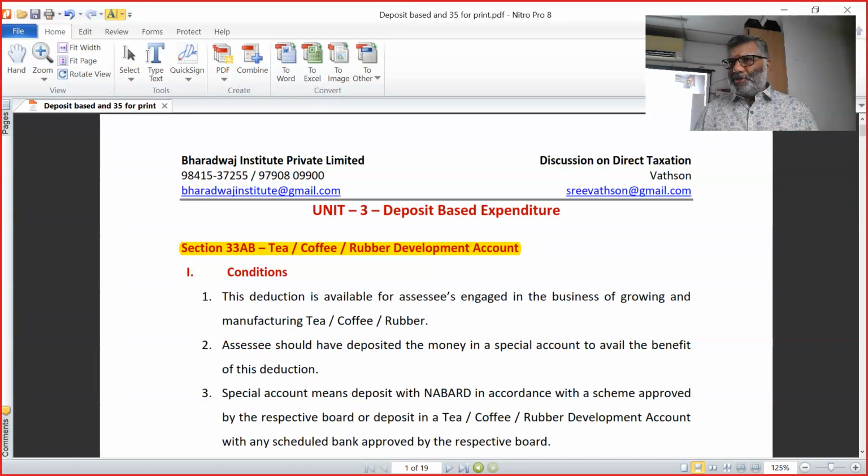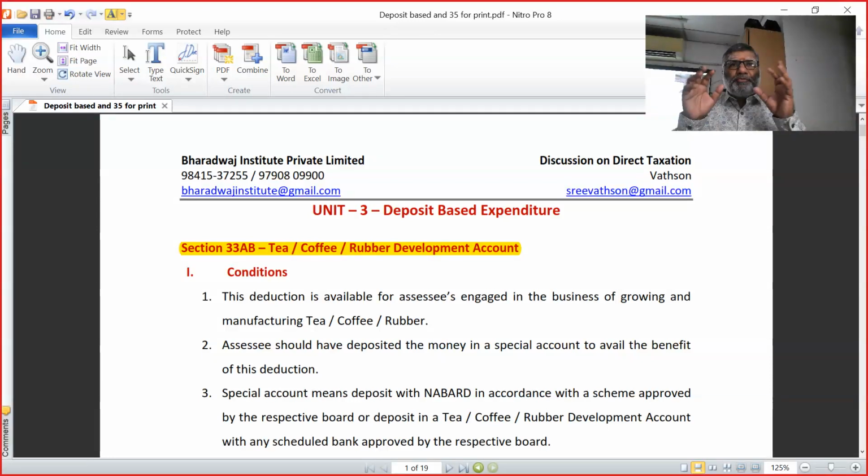Plow back of profits. The intention is to ensure that after you make the profit, you have two options: either retain it in the business or take it out. For companies it is dividend, for partners and proprietors it is withdrawal. I want you to reinvest in the business. So I'm motivating you, after you earn a profit, to invest it back in the business and continue the business in the long term. So the intention is plowing back of profits.